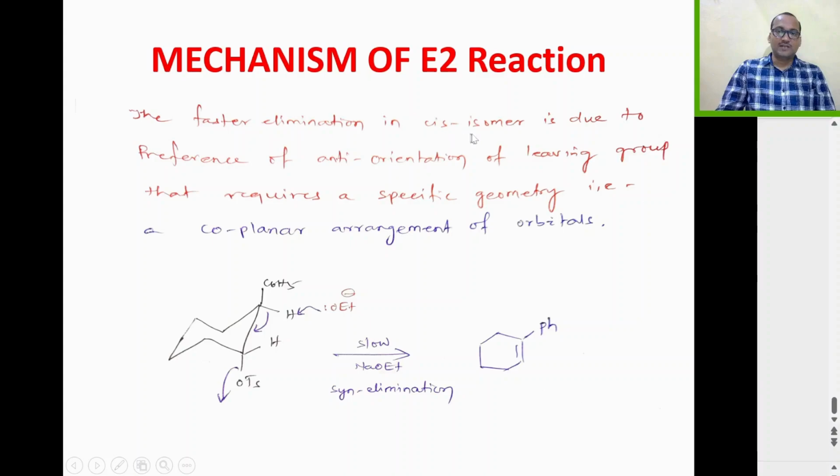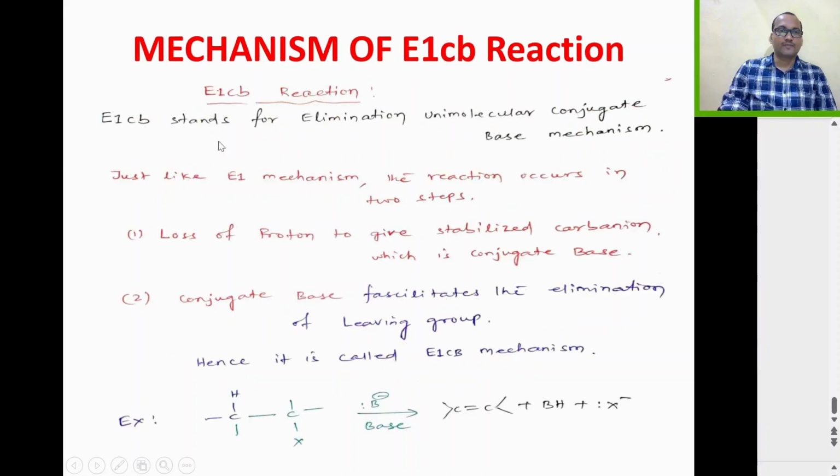The faster elimination in the cis isomer is due to the preference for anti-orientation of the leaving group, and that requires a specific geometry, that is, a coplanar arrangement of orbitals. So here in the syn elimination, this is equatorial and this is axial. So OEt minus, and this C-H bond will move here and it will kick out OTs as OTs minus. So again you get the product.